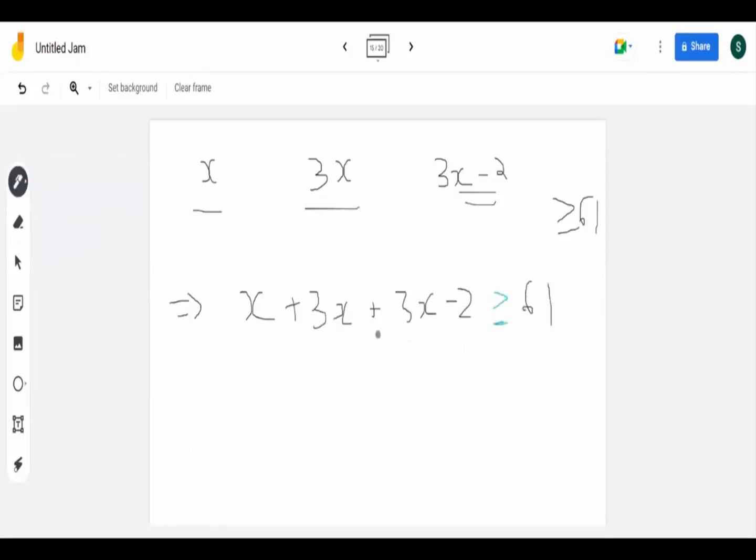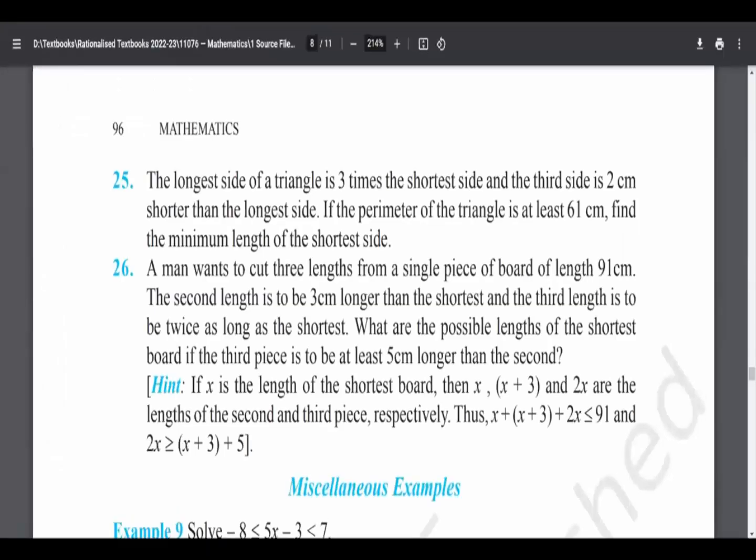So you can see 7x minus 2 is greater than or equal to 61, so 7x is greater than or equal to 63, and x is greater than or equal to 9. So the minimum length is 9 cm, in order to get a perimeter greater than or equal to 61. Let us move to the last question, I guess.